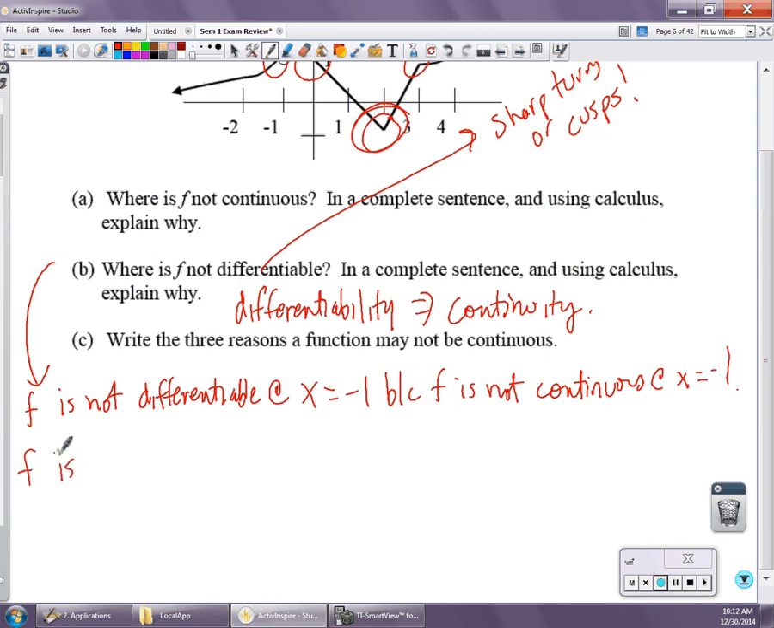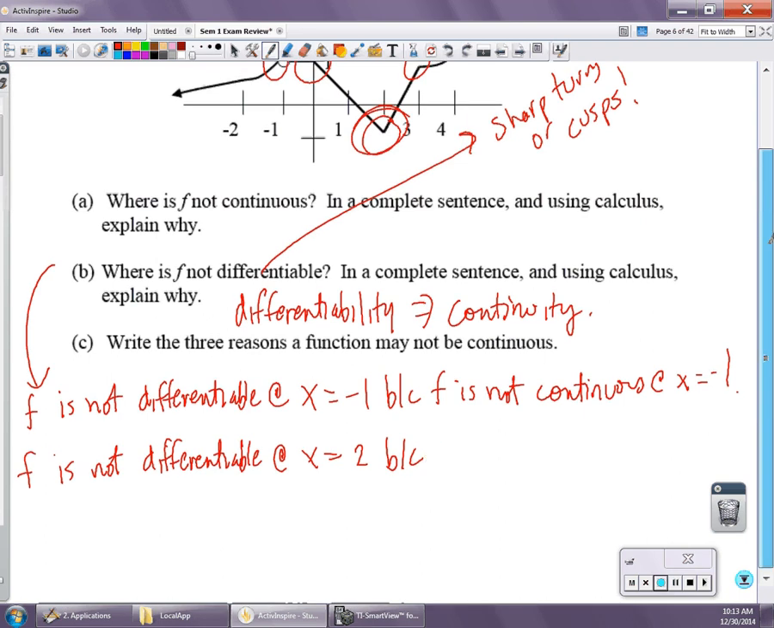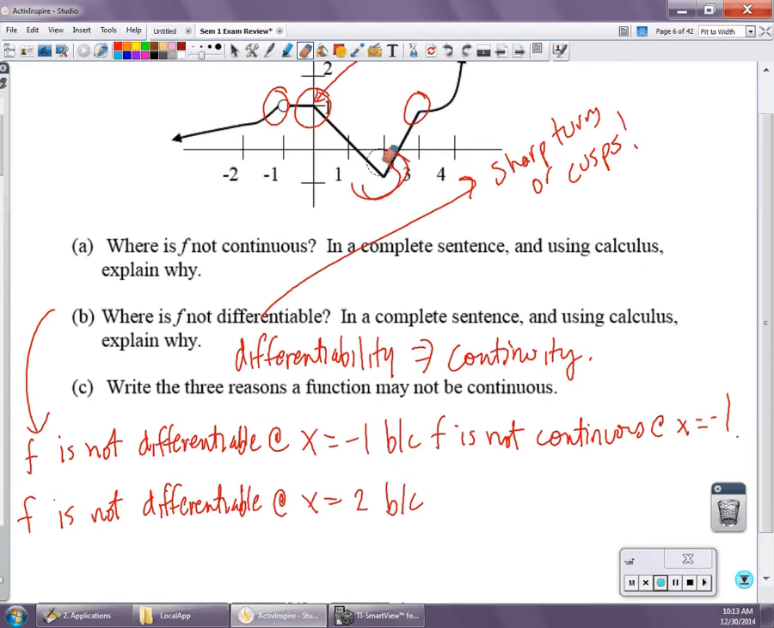F is not differentiable at x equal to 2 because, now what's happening here, if you recall, and you may have to go back and study this, I think I gave you some pages in your packet to look at when we reviewed this before. At x equal to 2 right here, the derivative on the left, notice that all of the slopes here were on a linear segment.